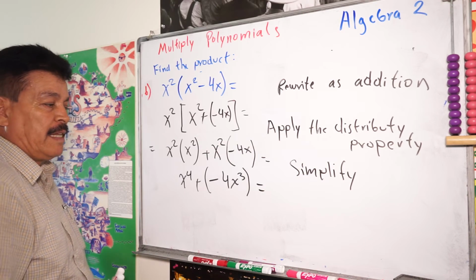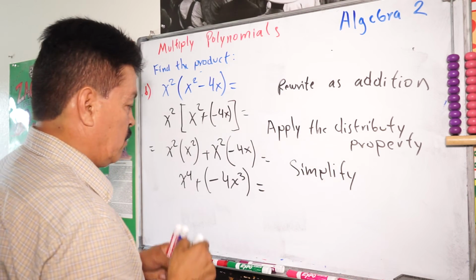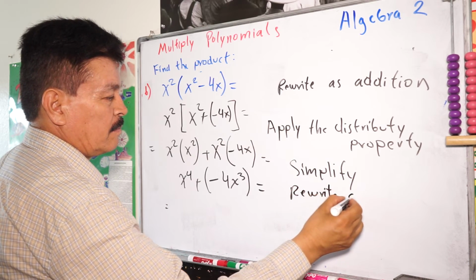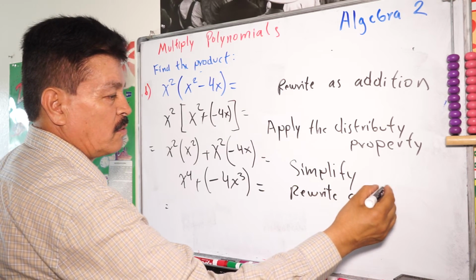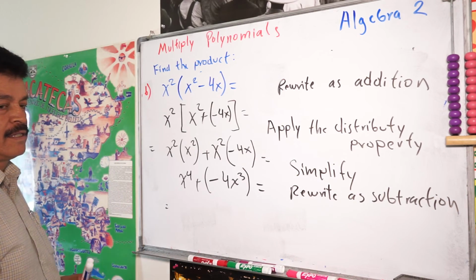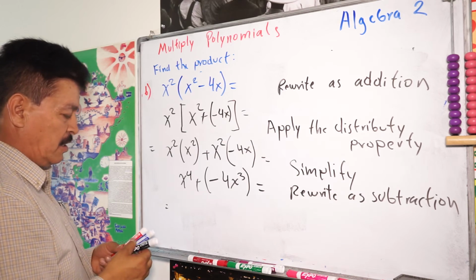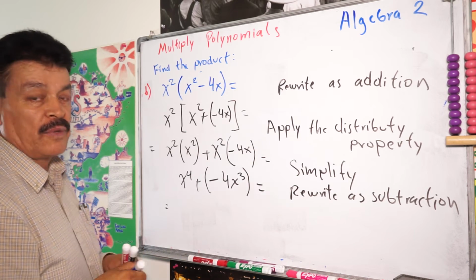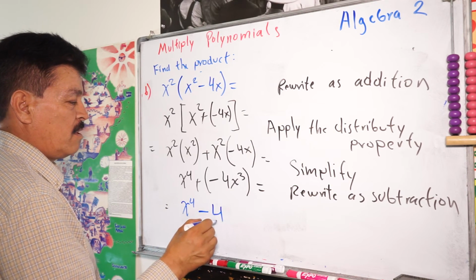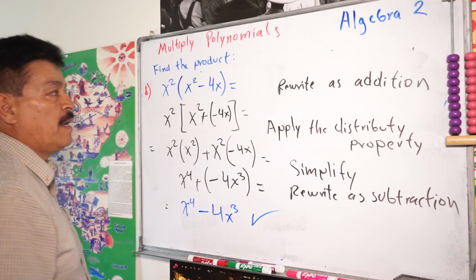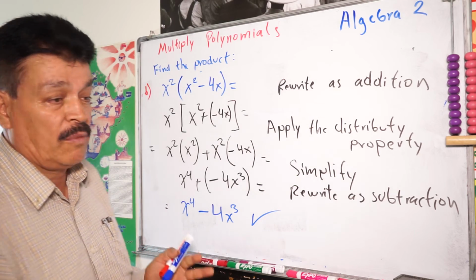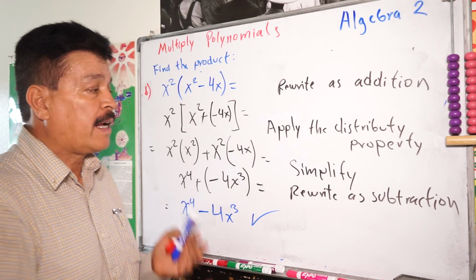See? Now rewrite as subtraction here. Just change these signs here. Then the answer is going to be x to the 4th power minus 4x to the 3rd power. See? This is the answer. Find the product. So this is the way how to multiply polynomials. It's very simple. It's very easy. It's not a complex problem right now.